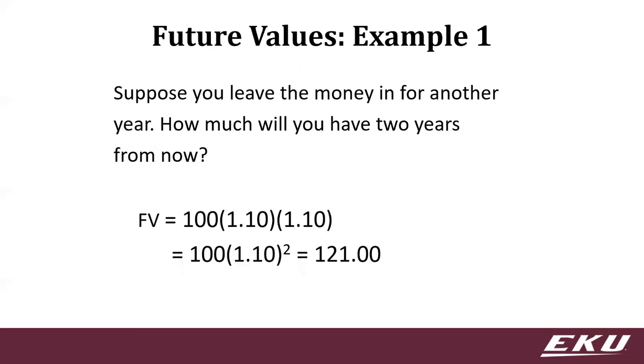But what if we go for that second year? Well, it would be another 10% growth. And instead of being 120, it's actually going to be 121, right? Because we get interest on our interest, right? So this is what we refer to as compound interest.